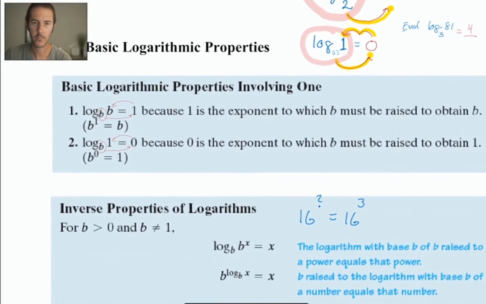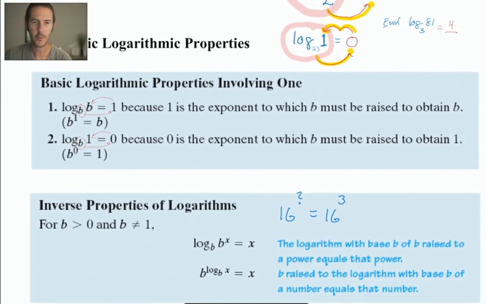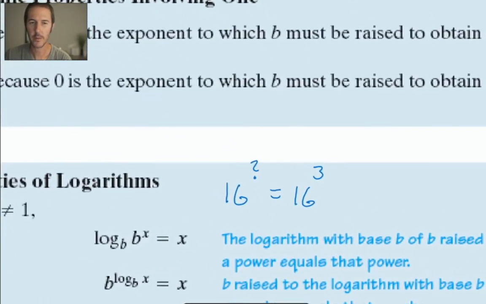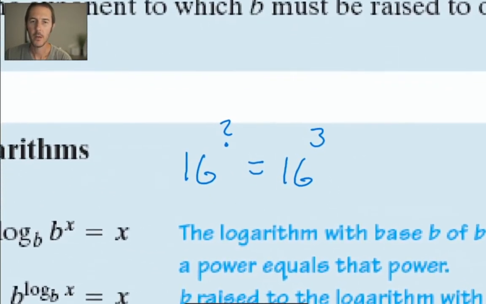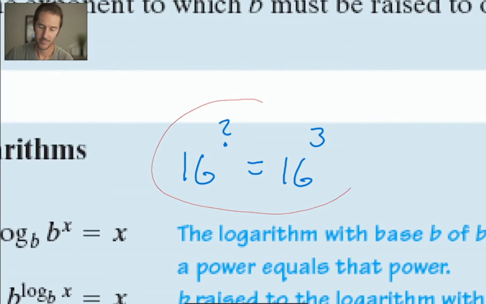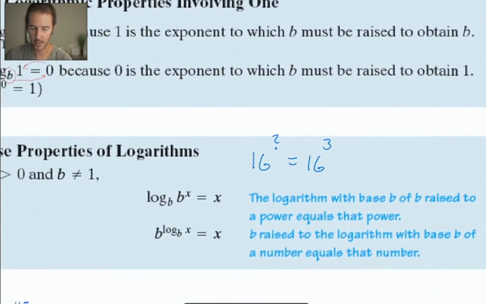All right, inverse properties of logarithms, because we weren't having enough fun yet. 16 to what power equals 16 to the third? Can you figure out what the question mark is? I think it's a 3, right? 16 to what power equals 16 to the 3? And the answer is certainly 3.